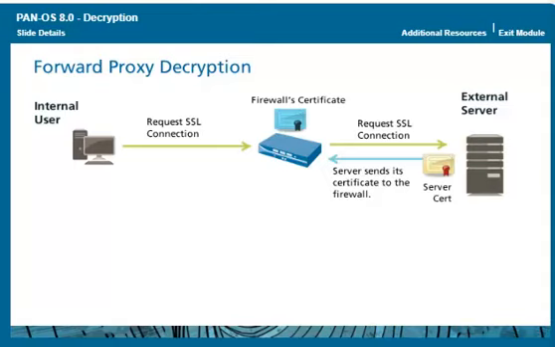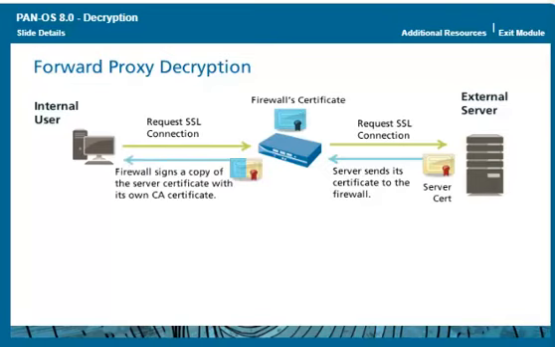Then the firewall signs the server certificate with the firewall certificate and sends it to the SSL client. The SSL client verifies the firewall certificate that was used to sign the server certificate, and the result is another secure connection between the firewall and the SSL client. The SSL client uses the proxy connection to the server through the firewall.